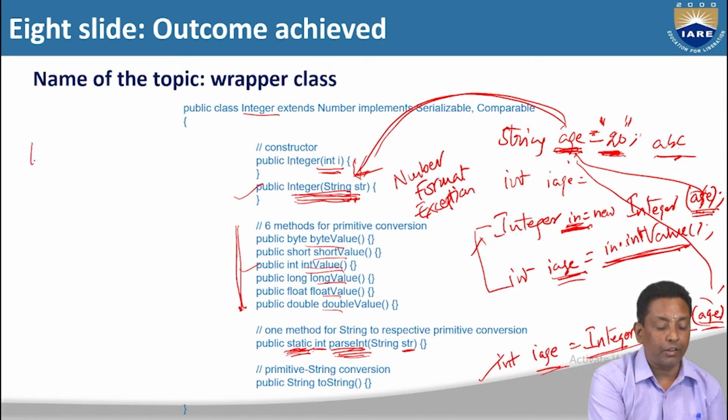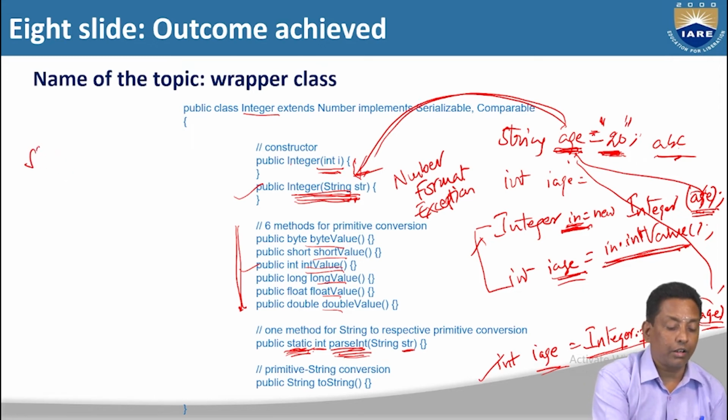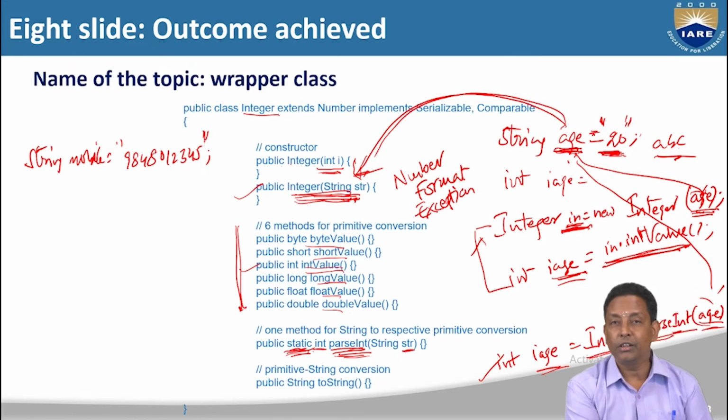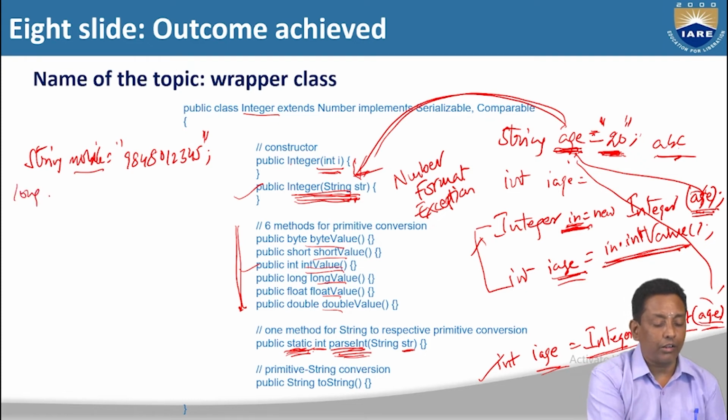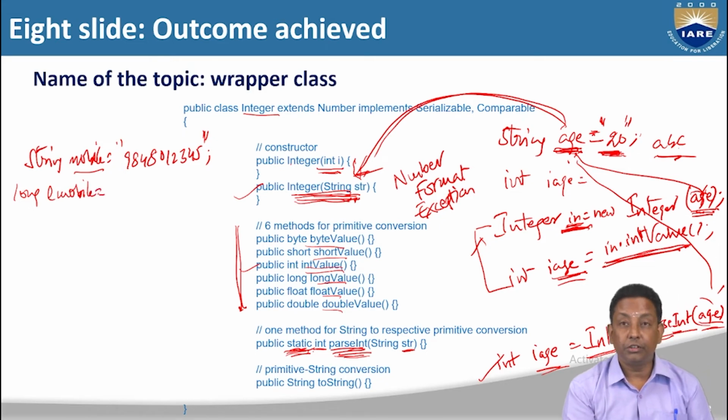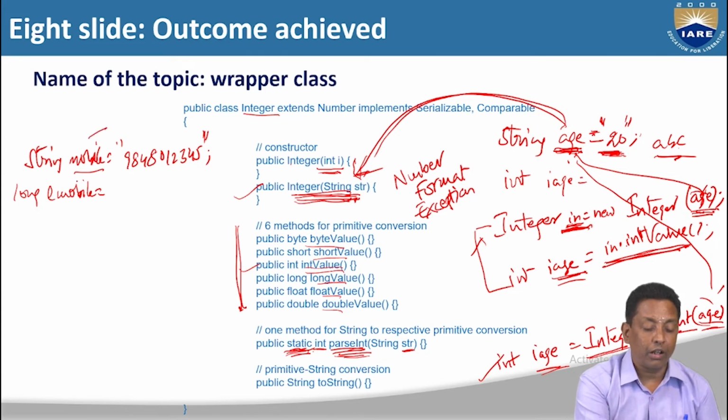For example, there is a variable called mobile. Suppose we are taking the mobile number as a long value, 98480123445. It's a long value wrapped up in a string. We want to convert this string into an actual long value, long L mobile. So how to do it? Which wrapper class do we need to use to convert from string to long value?